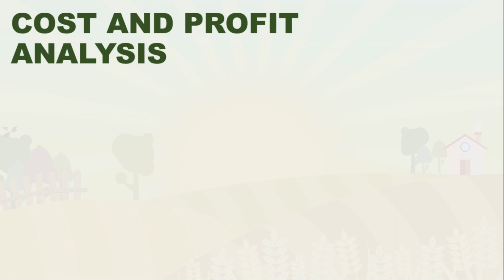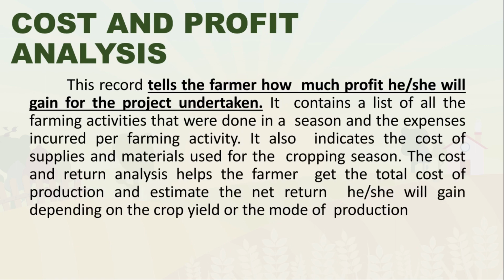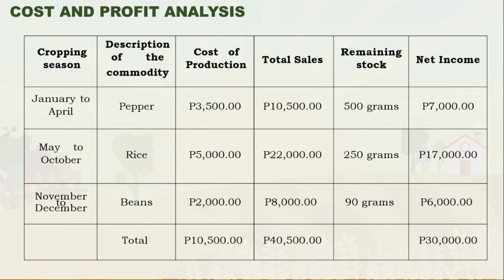Okay? So the cost and profit analysis. Cost and profit analysis tells the farmer how much profit he or she will gain for the project undertaken. So it contains a list of all the farming activities that were done in a season and the expenses incurred per farming activity. It also indicates the cost of supplies and materials used for the cropping season. The cost and return analysis helps the farmer to get the total cost of production and estimate the net return he or she will gain depending on the crop yield or the mode of production. Okay? So ito naman ang halimbawa ng cost and profit analysis.